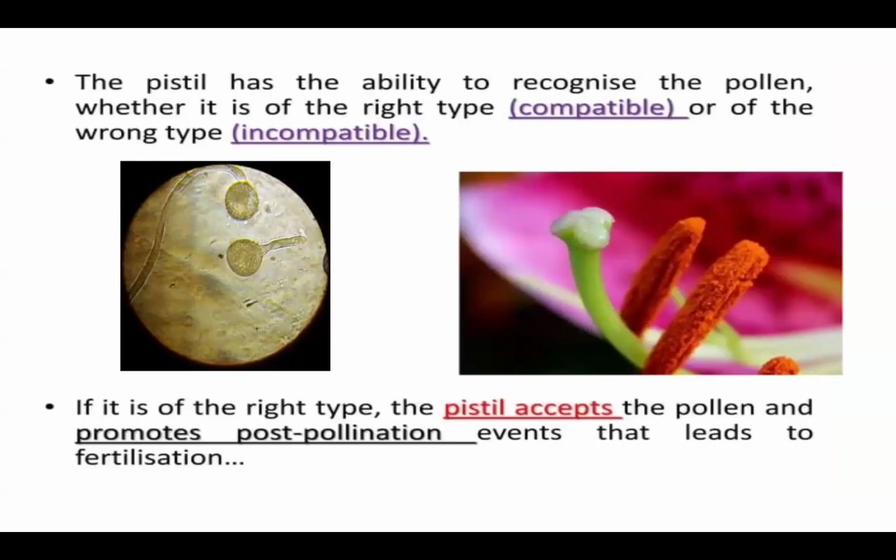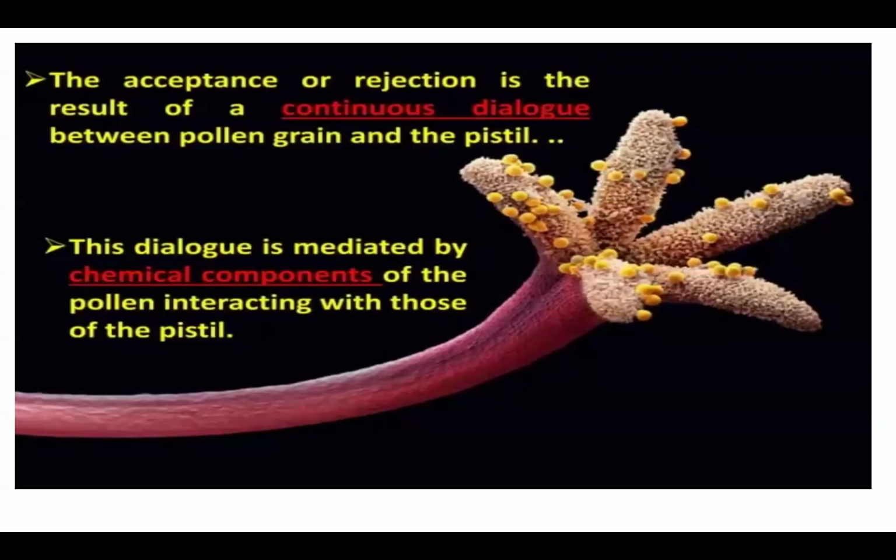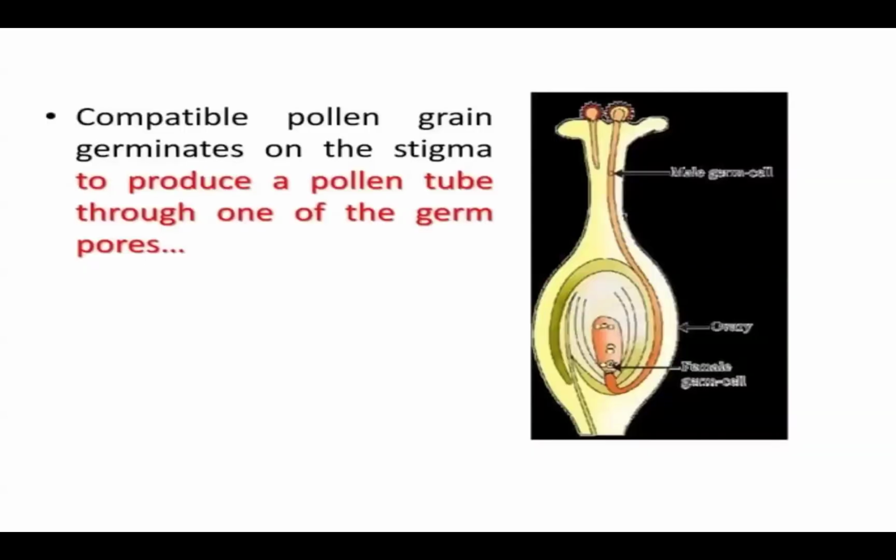The pistil has the ability to recognize the pollen, whether it is of the right type, which is compatible, or the wrong type, which is incompatible. If it is of the right type, the pistil will accept it and the pollen promotes the post-pollination events that lead to fertilization. The acceptance or rejection is a result of continuous dialogue between the pollen grains and the pistil. The dialogue is mediated by chemical components of the pollen interacting with those of the pistil.